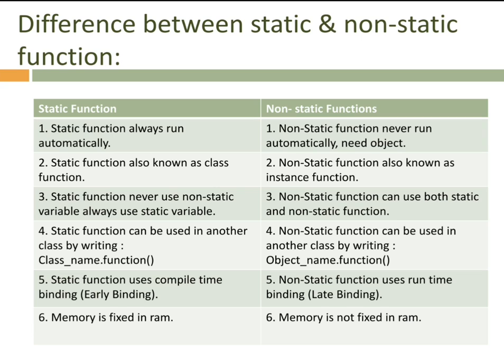See, a static function always runs automatically, I told you earlier, and non-static needs object creation. The second point: a static function is also known as a class function and non-static is known as an instance function, meaning object function. Third point: a static function never uses non-static variables, it always uses static variables, because static functions have some restrictions, and non-static ones don't have any restrictions, so they can touch static as well as non-static functions both. Same as variables, non-static can touch a non-static variable as well as a static variable, and a static function is never able to touch non-static things, it is able to touch static only.